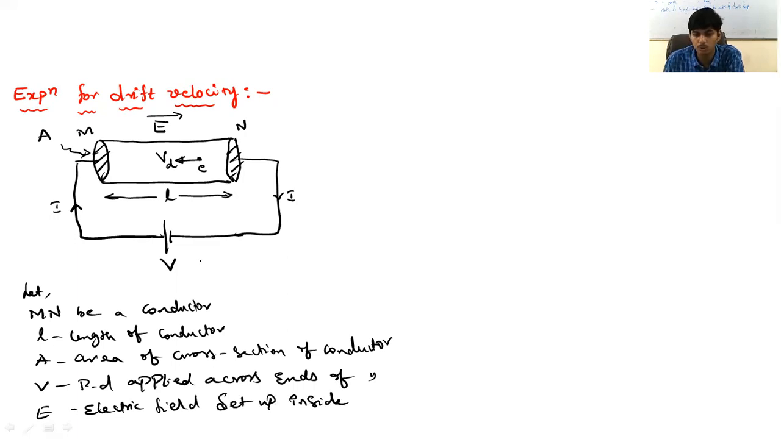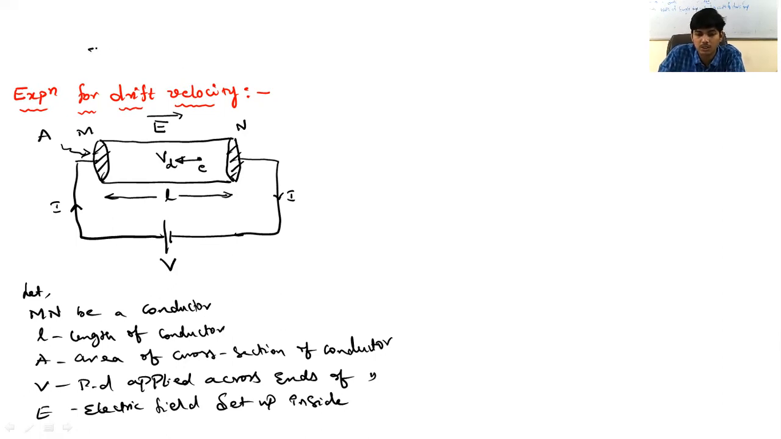See, I have told you, whenever you connect a battery across the ends of the conductor, this battery is going to establish an electric field inside the conductor. The battery sets up an electric field inside the conductor. That electric field exerts a force on the electron.